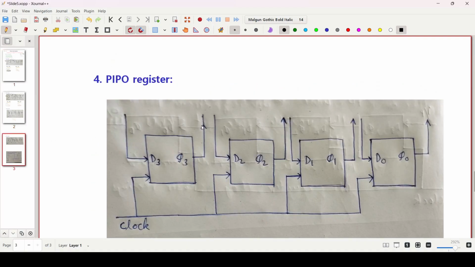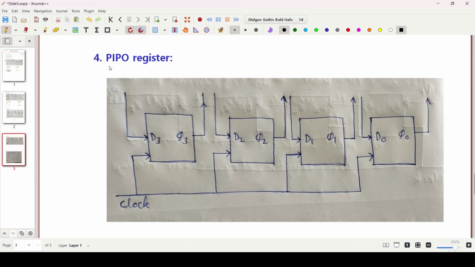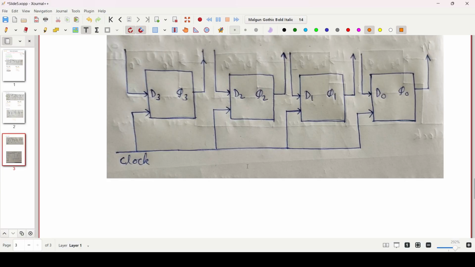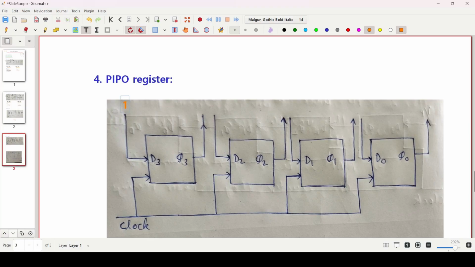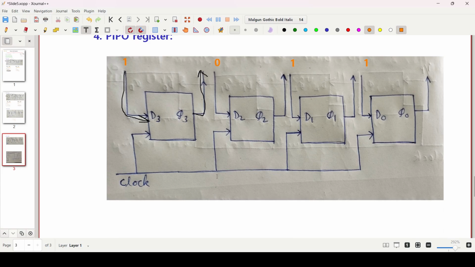Let us also discuss the PIPO register. It is simply parallel in and parallel out. So here simply the output will be this one. Here you will apply 1, here 0, here we will apply 1 and here 1. And you can directly access these bits. 1 will go from there and from here you can access that 1. So simply the output is 1011, right?